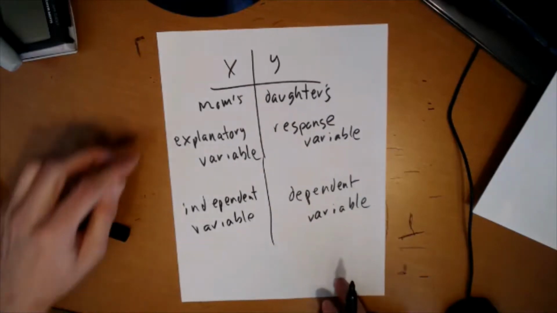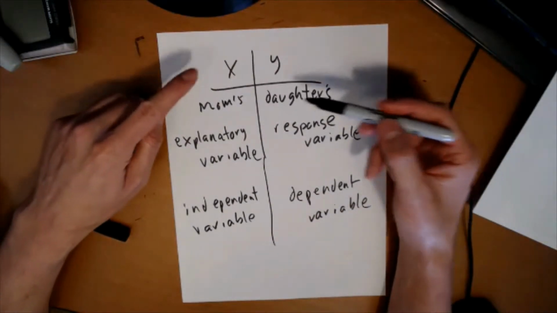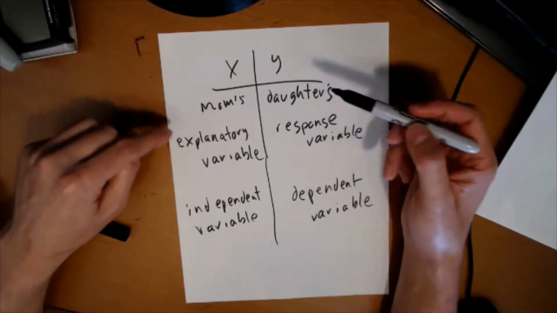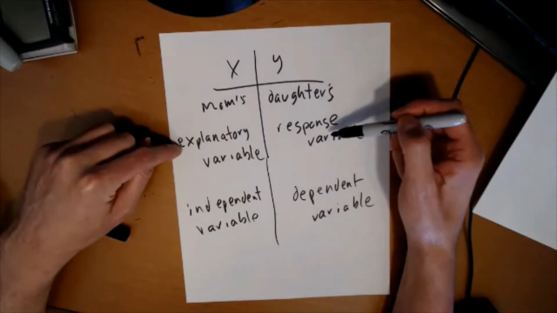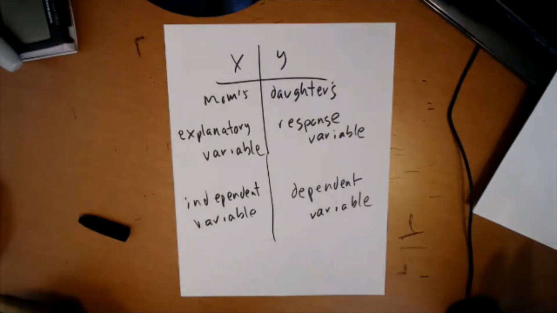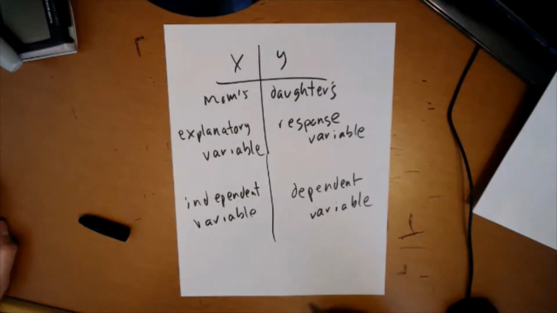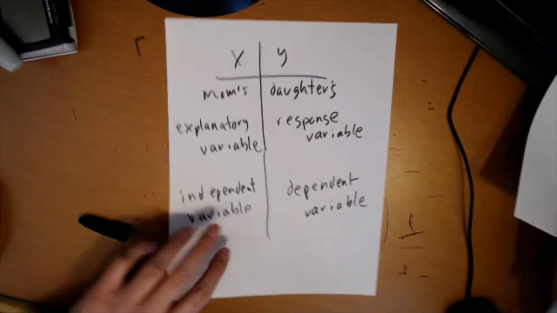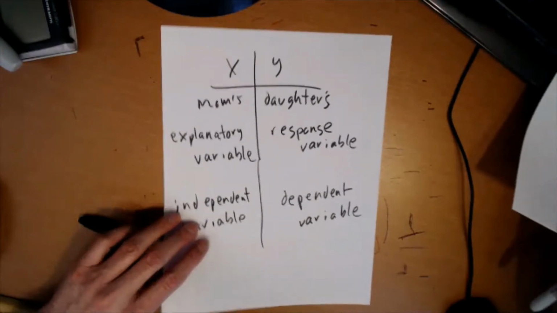Okay, so the x and y, we could also call it the explanatory variable and the response variable. We could also call it the independent variable and the dependent variable. Okay, so they give us some data for mom's height and daughter's height. Let's make a scatter plot.